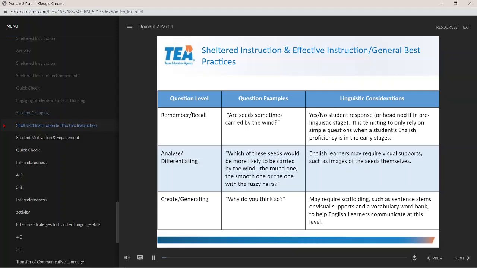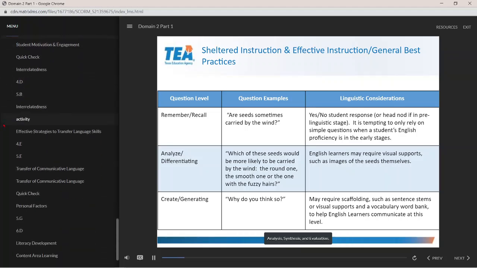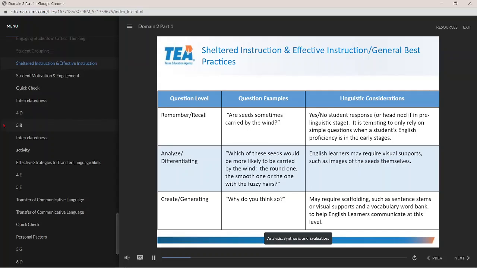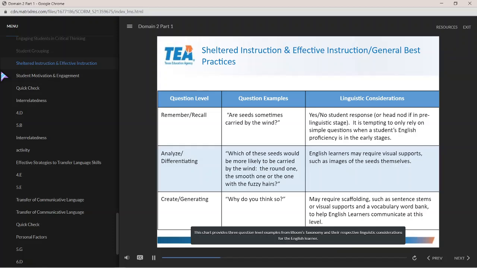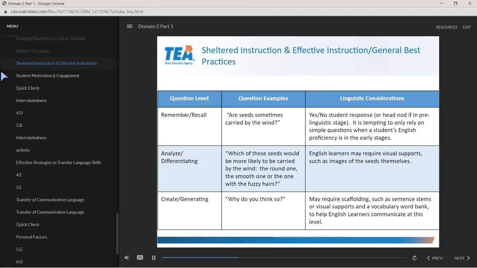Level questions. You may already be familiar with the 6 levels of Bloom's taxonomy: knowledge, comprehension, application, analysis, synthesis, and evaluation. Many models have since evolved from Bloom's original work, but no matter which model a teacher chooses, recall that higher-order thinking questions must be planned in advance. This chart provides 3 question-level examples from Bloom's taxonomy and the respective linguistic considerations for the English learner. As you read the questions, consider what type of scaffolding may best support English learners to better understand the questions.